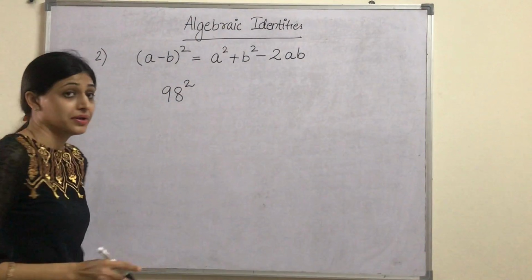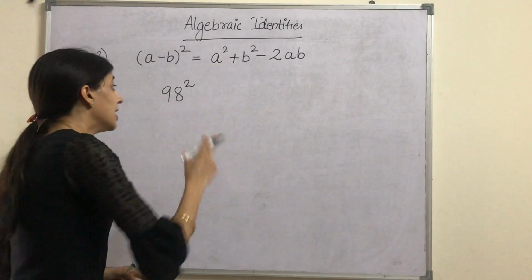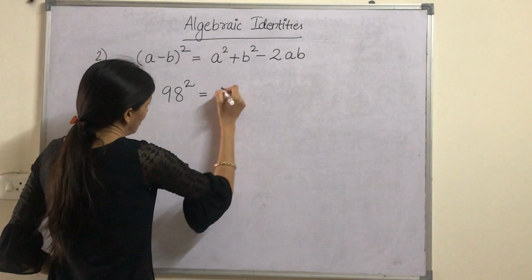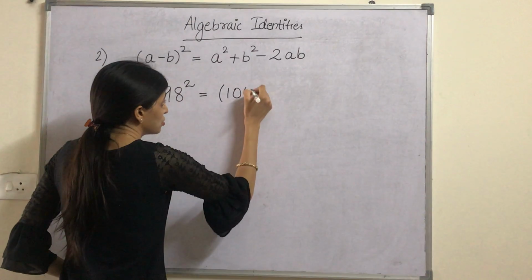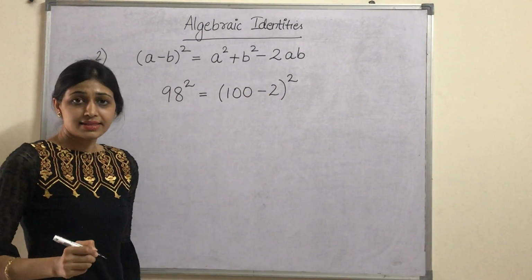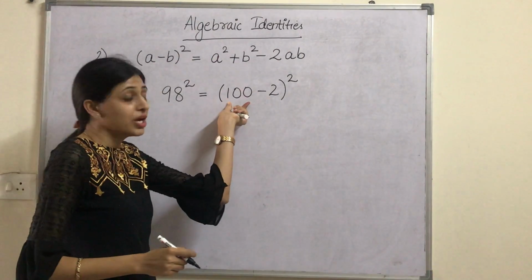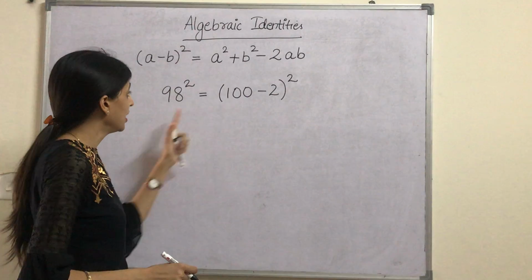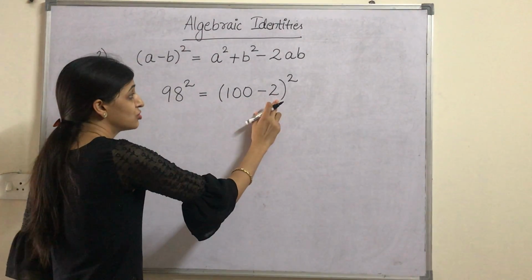98 square. How do we do it? Convert it into a simpler form. You know, 100 minus 2 is 98. Can I write it like this? I know the square of 100 easily, and I know the square of 2 easily. So I have converted it into (100 minus 2) square.